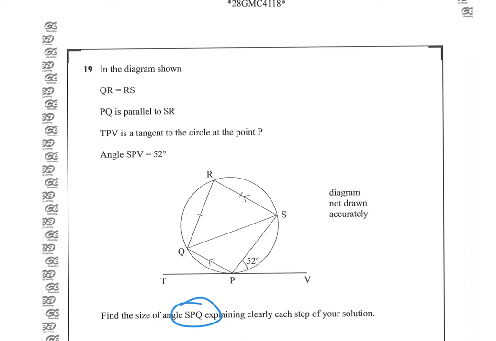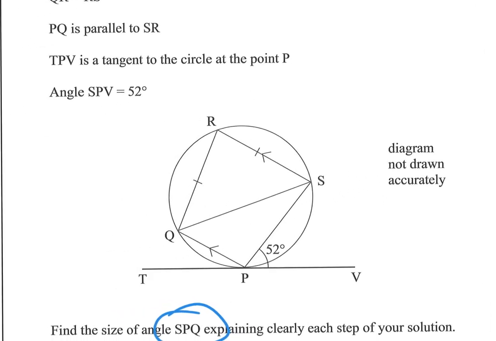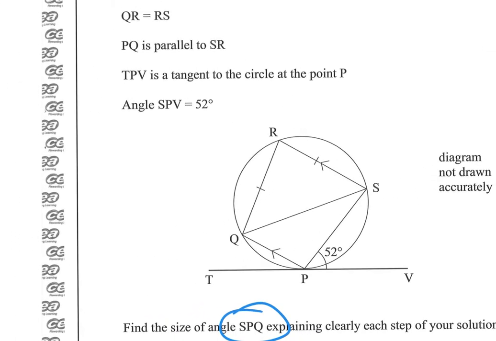So the first thing I'm going to see is the alternate segment theorem. Because this angle is 52, the angle in the alternate segment theorem will also be 52. So this angle in here also needs to be 52 degrees. Next thing I notice, we've got a set of parallel lines. So you've got your parallel lines and you've got your line crossing them. So that means this angle in here also needs to be 52.